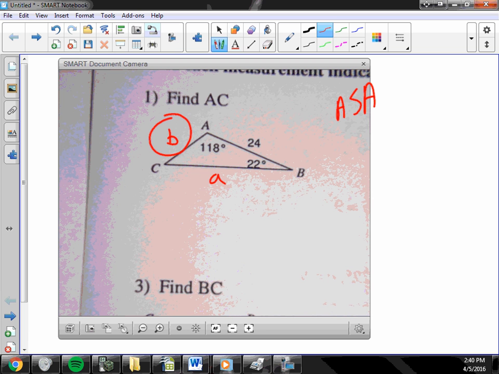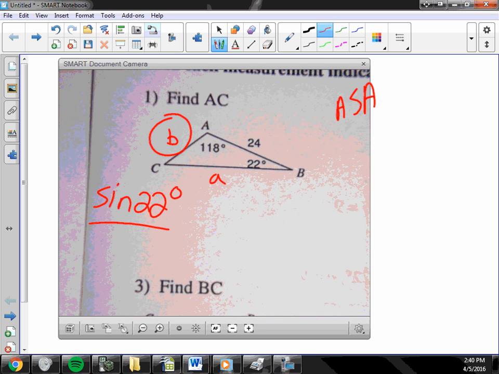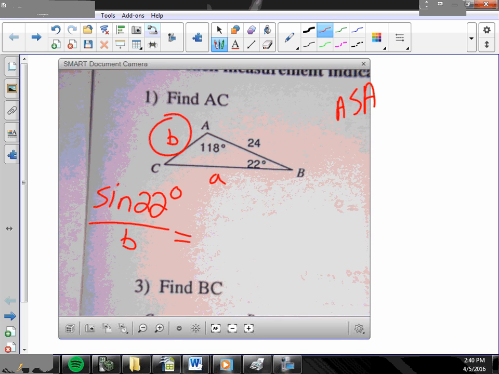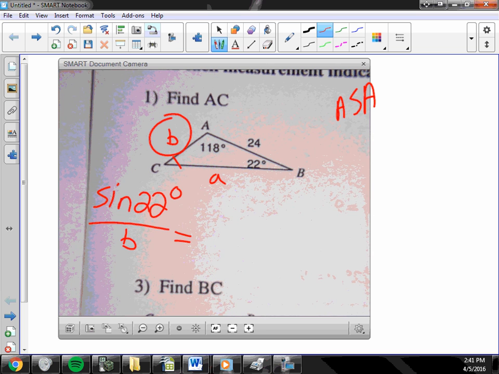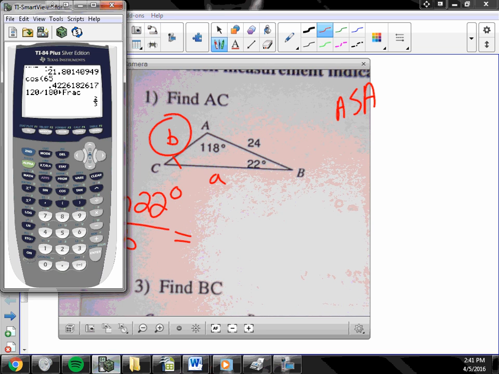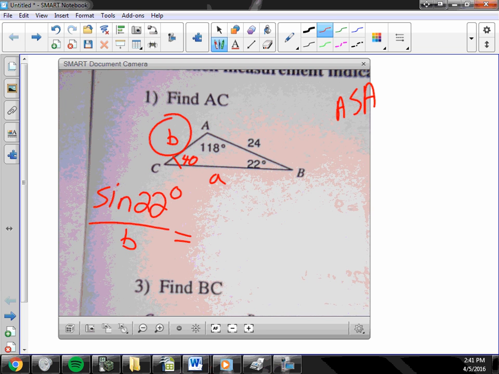So I'm going to set up the sine of 22 degrees over little b is equal to what? Do I want to do the sine of 118 over little a? That would give me 2 unknowns. So I need to figure out what angle C is. So I just take 180, subtract 118, and subtract 22, 40 degrees. So this is 40 degrees.